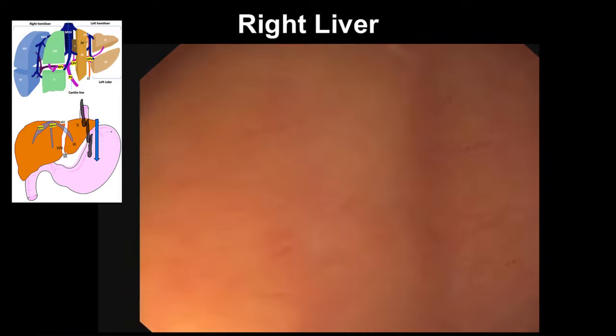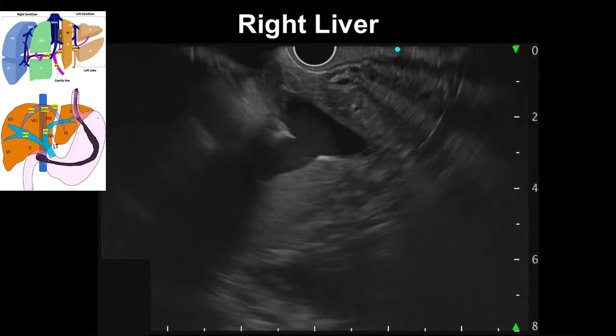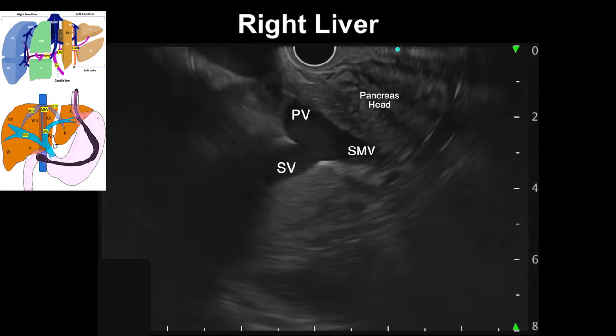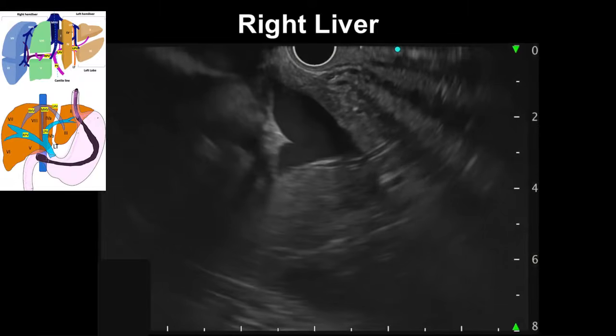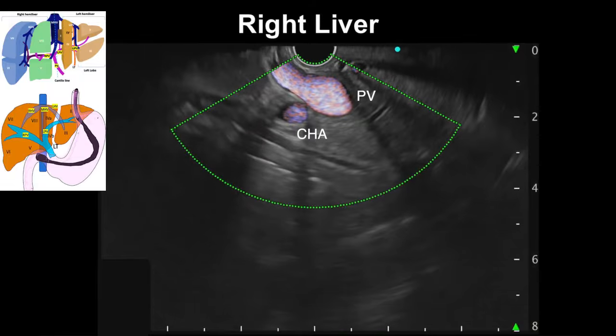To study the right liver, the scope is passed through the pylorus, advanced to the apex of the duodenal bulb, and pressed against the superior duodenal angle. From this position, the portal confluence can be seen with the pancreas head on the upper right side of the screen. With a counterclockwise torque, the portal vein can be followed to the hilum of the liver until the common hepatic artery is seen below.